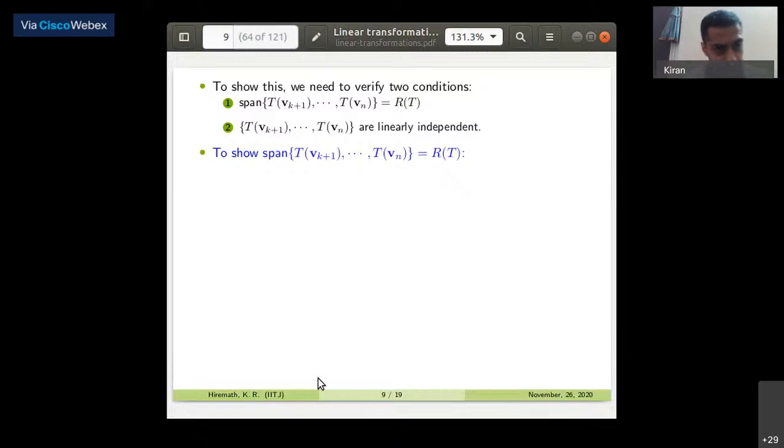What is the meaning of span being equal to the entire space? It means that if I take any element of the range of T, it should belong to the span, and if I take any element in the span of this set, it should be in R of T. That's what we want to do. So let us take an element v in the vector space V, and I can represent this vector in terms of the basis of V. Now, help me: what is the next thing I'm going to do?